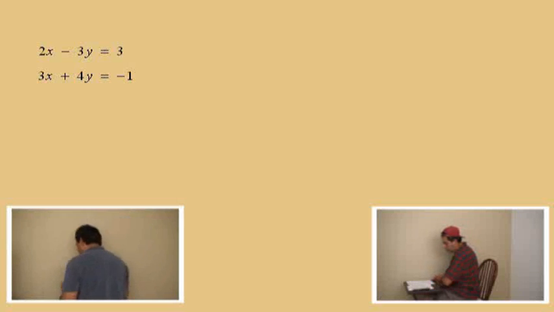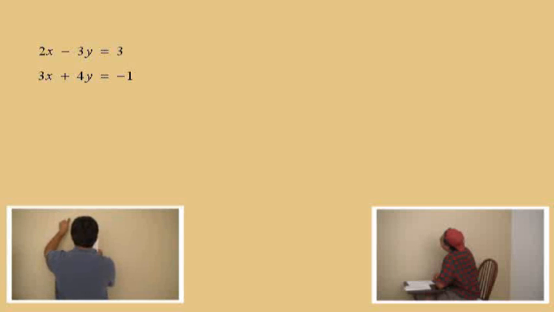So what we're going to do here is make the x's the same. So we're going to go ahead and eliminate the x values first. Now, since we have 2x on the top one and 3x on the bottom, we have to find a number that's common to both those x's. A lot of people like to think of this as, suppose you had a denominator of 2 and a denominator of 3.